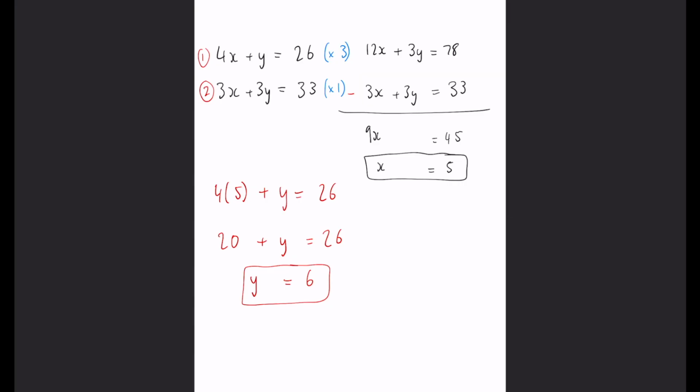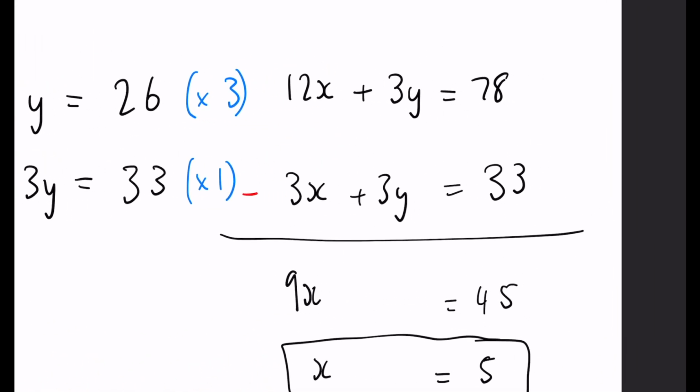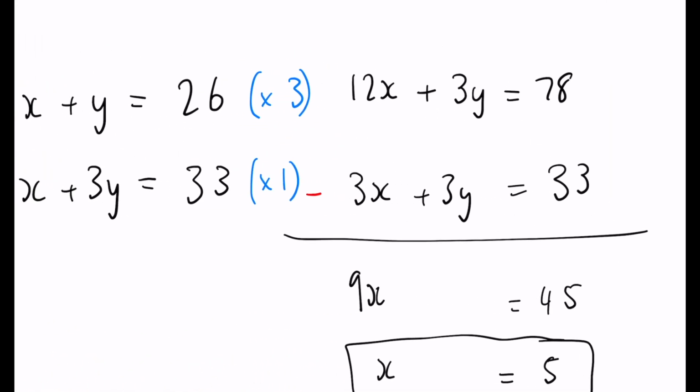Now, one thing I want to add is when it comes to choosing whether you add or subtract the equations from each other, if the variable that you want to eliminate has one positive and one negative, you will add them, because these will counteract each other and it will eliminate the variable.